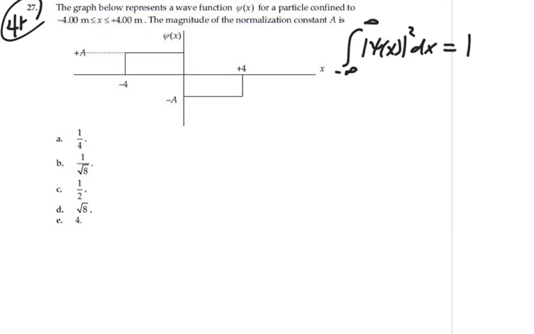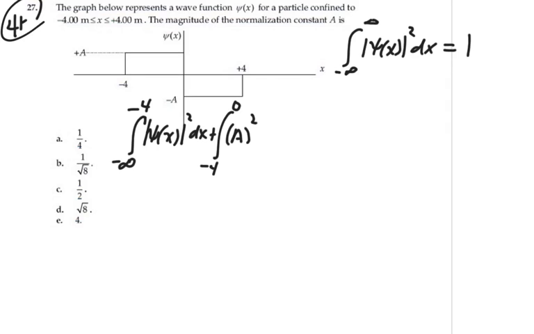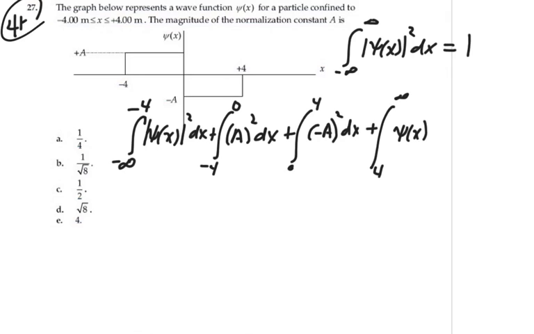Now, if we actually look at all the range of this wave function, we can integrate from negative infinity to negative 4 of our wave function probability density, plus from negative 4 to 0 of our wave function, which is equal to A in this range. That times its complex conjugate would just be A squared dx, plus from 0 to 4 of negative A, that squared dx, and then plus 4 to infinity of our wave function in that range, the probability density, and all this should add up to 1 because we're going to find the particle somewhere.